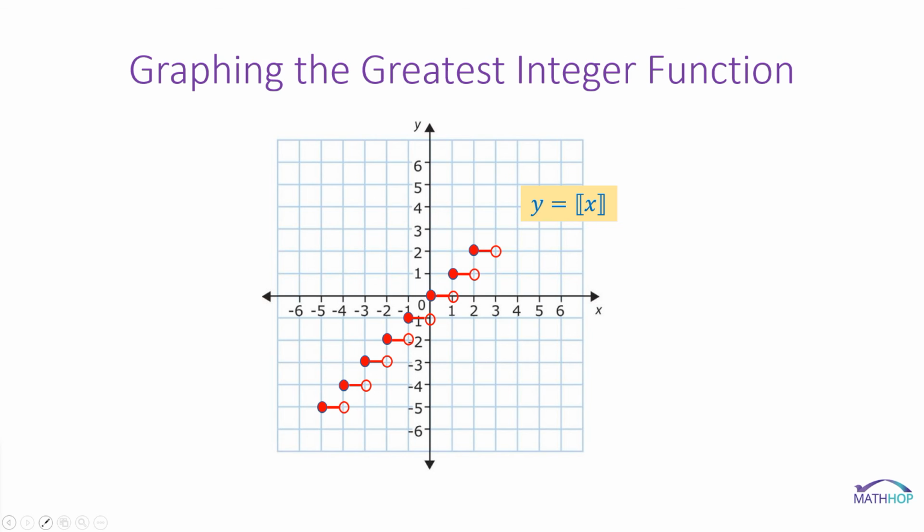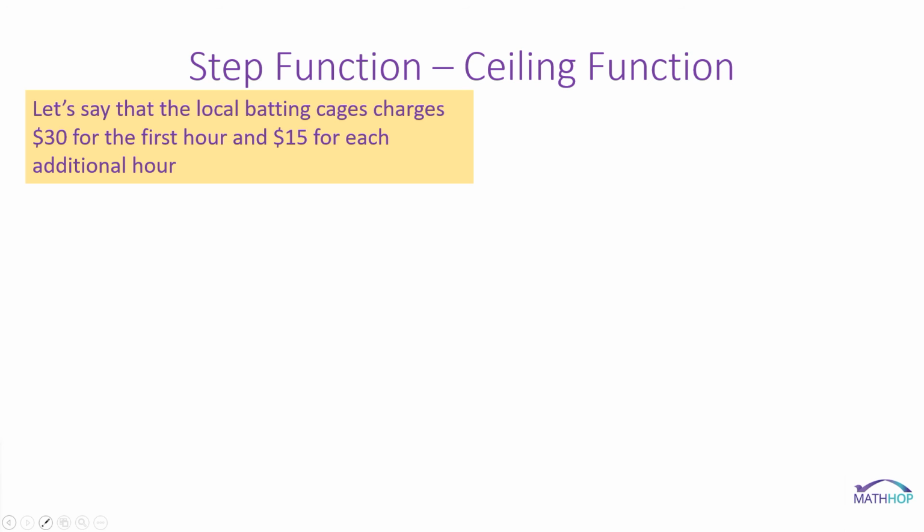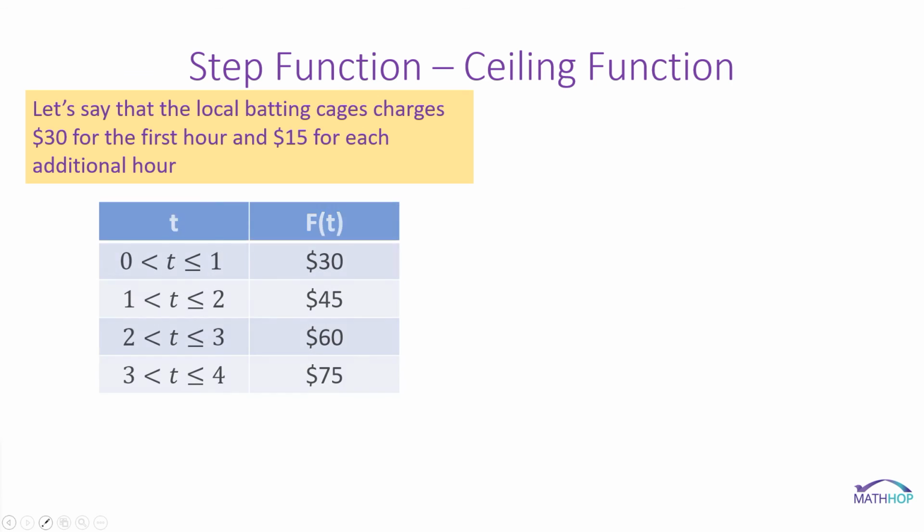Okay, let's look at an example of a ceiling function. And I kind of mentioned batting cages earlier, so let's talk about that. Let's say that the local batting cages charge $30 for the first hour and $15 for each additional hour that you are there. We could then make a table where t represents the number of hours you have spent at the cages, and f of t is a function of how much you owe. Okay, so if you spend between 0 and up to 1 hour there, you owe $30, as long as you don't go over 1 hour. Once you go over 1 hour and up until you spend 2 hours there, but not going over 2 hours, you owe $45. 30 plus the 15 for the additional hour.